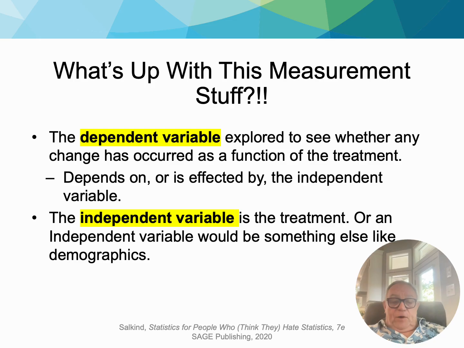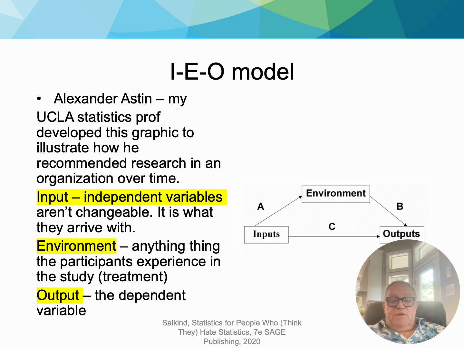The independent variable is a variable that does not change, and as they say in here, it's the treatment. Or an independent variable could be something like demographics of the employee, something that doesn't change.